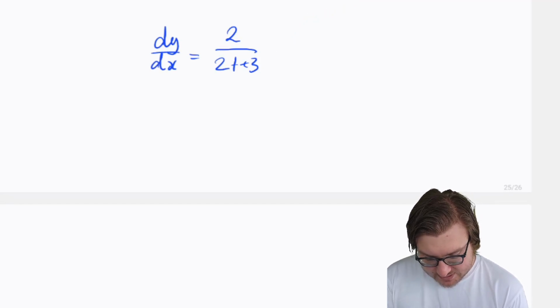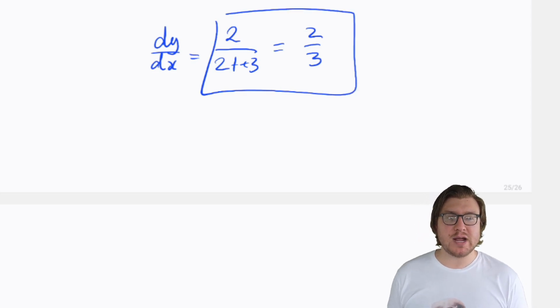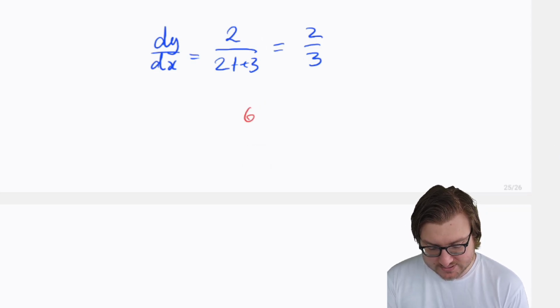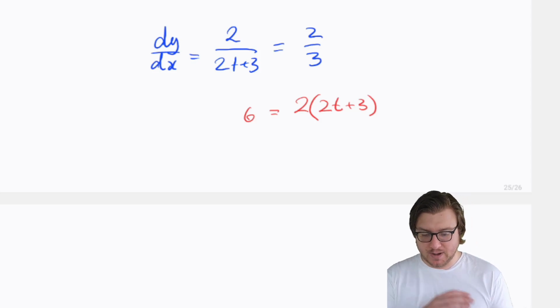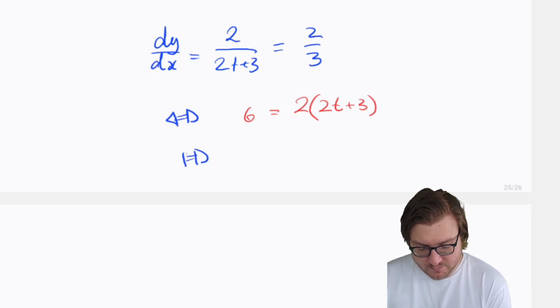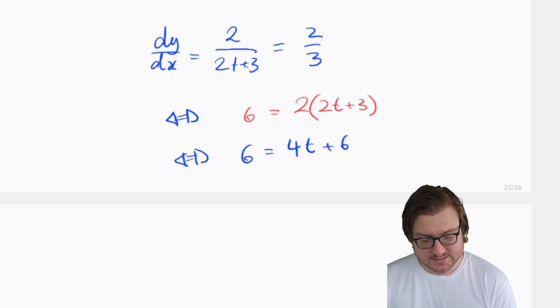So if we're setting this equal to our gradient, we get equal to 2 over 3. So how do we solve this equation? Well, we have fractions, so we want to multiply by the denominators, cross multiply on both sides. 3 times 2 will give us 6. 2t plus 3 multiplied by 2. Now here we cannot forget brackets because we're multiplying one whole part by 2. So if we now expand this, then we get 6 is equal to 4t plus 6.